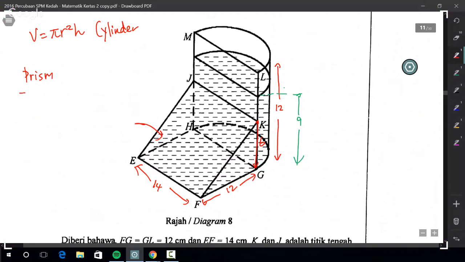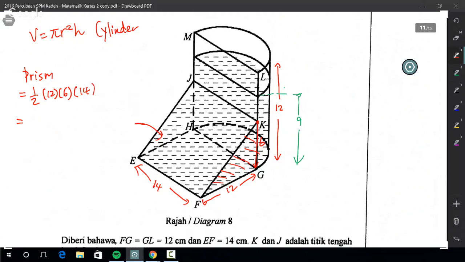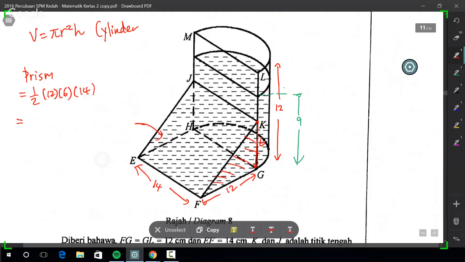For the prism, I just find the area of the triangle first. Half times base times height: 12 multiply 6. And then multiply with 14. This is how we get the prism. Then just use the calculator: half multiply 12, multiply 6, multiply 14. If you don't know how to find a prism, you can check out my prism video.